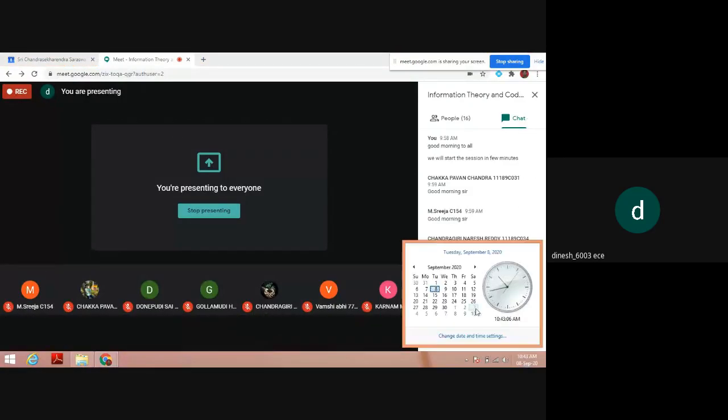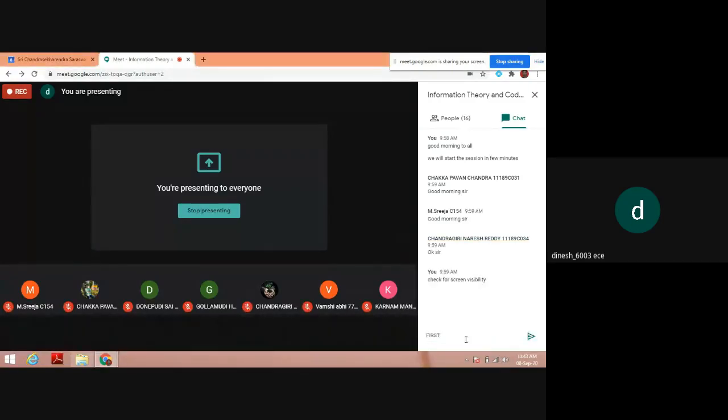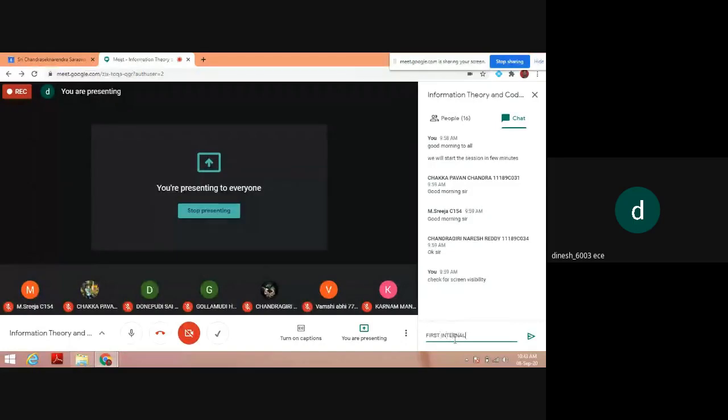Let me check the date also. It is the 23rd, I think. 23rd for all professional active. First internal examination on 23-9-2020, afternoon. Portion, or syllabus, we can call it the syllabus, is unit 1 and 2.